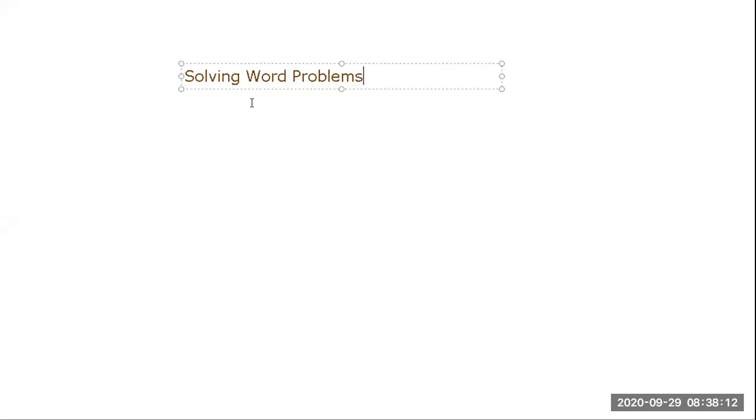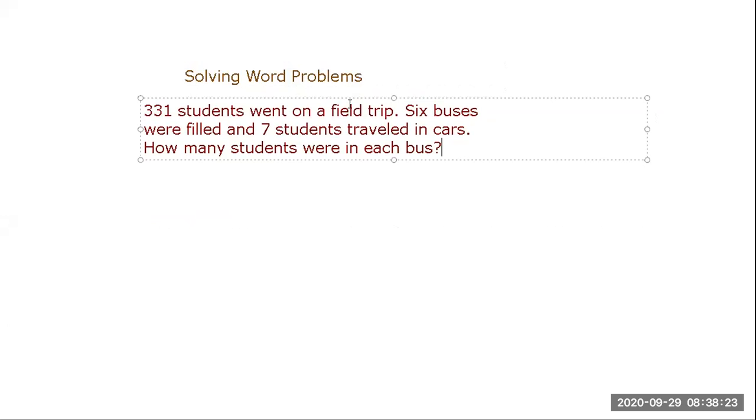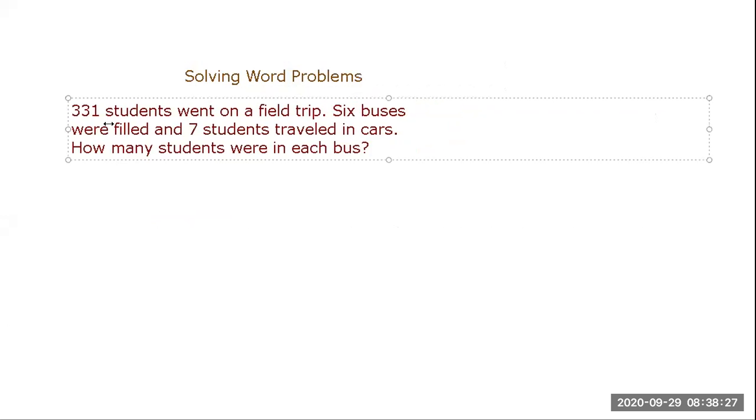Okay, so the first question we're going to be looking at is this one. It states: 331 students went on a field trip. 6 buses were filled and 7 students traveled in cars. How many students were in each bus?